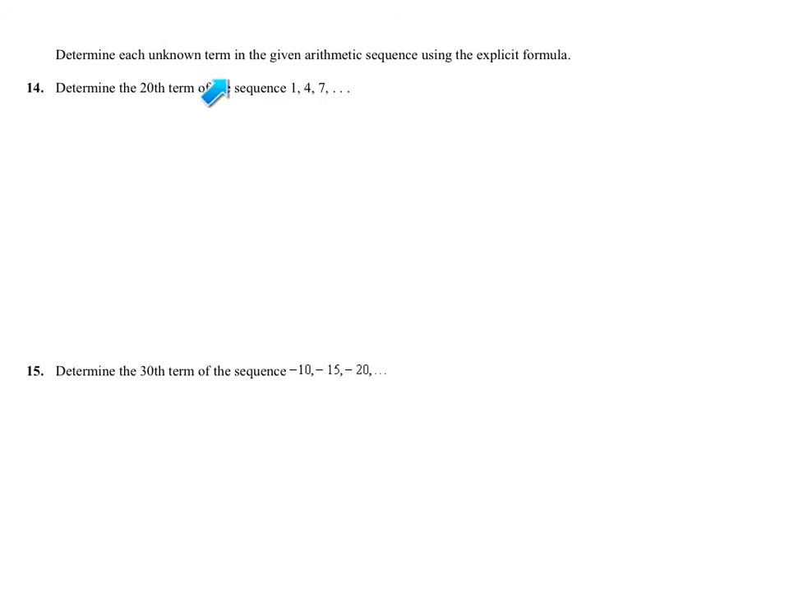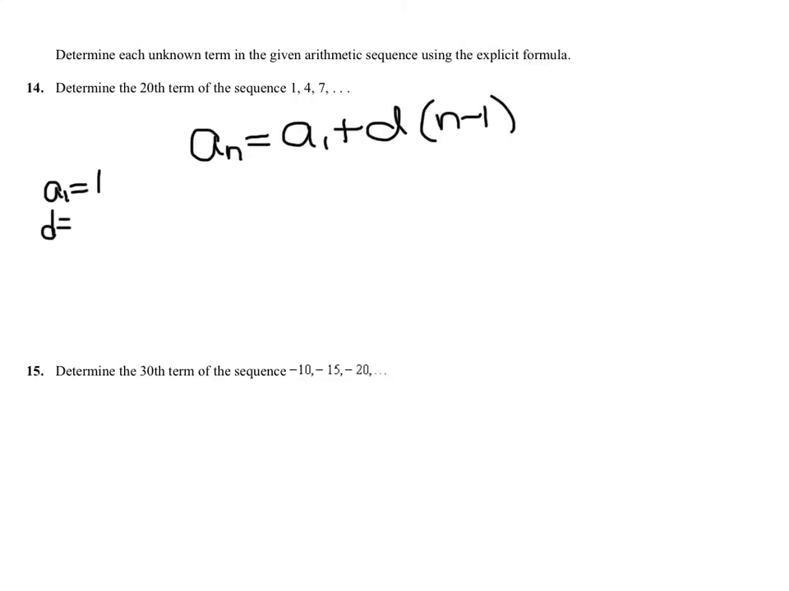Determine each unknown term in the given arithmetic sequence using the explicit formula. So here they want us actually using it, the explicit formula. Determine the 20th term, and these are arithmetic. So what you need for the explicit formula for an arithmetic is you need the first term plus the difference, and then times that by n minus 1. So the first term is the number sitting at the very beginning, that's 1. The difference is going to be the second term minus the first term. So I know a sub 1 is going to equal 1. D is going to equal 4 minus 1, which is 3. So I'm going to put 1 into this spot and 3 into that spot.